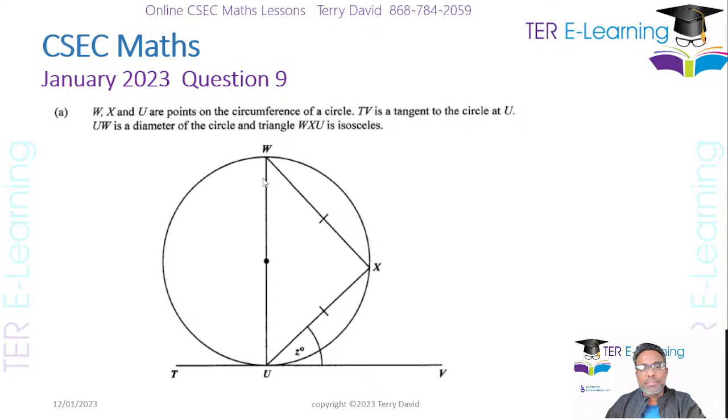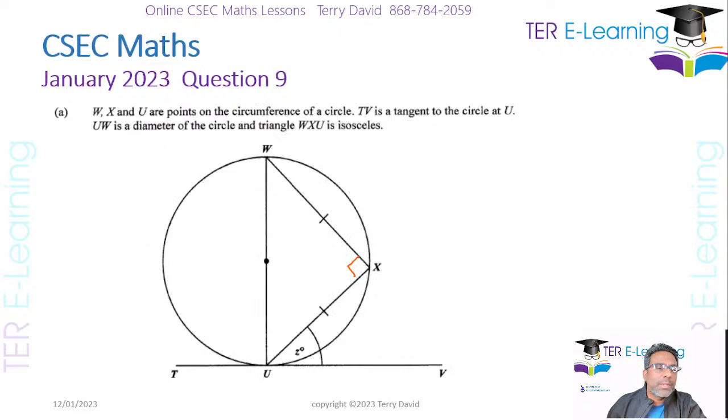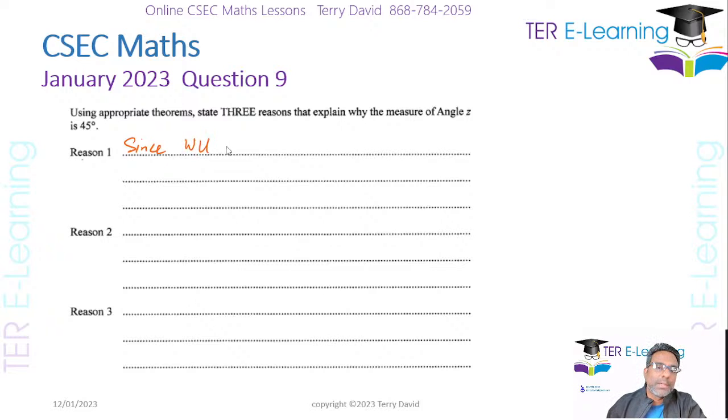First things first, since WU is a diameter, that tells me this angle here has to be a right angle, or 90 degrees. So that's reason number 1. Since WU is a diameter, angle WXU has to be equal to 90 degrees. And since they want you to state a theorem, all we need to say is that the angle in a semicircle is 90 degrees. So that's one thing we can say so far.